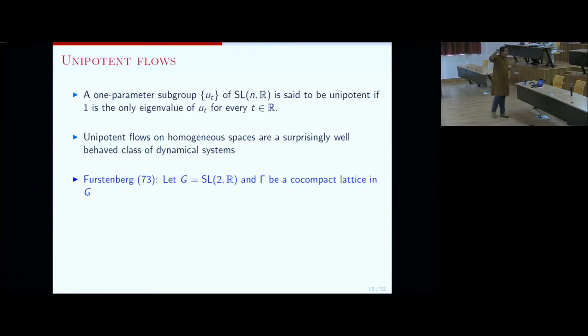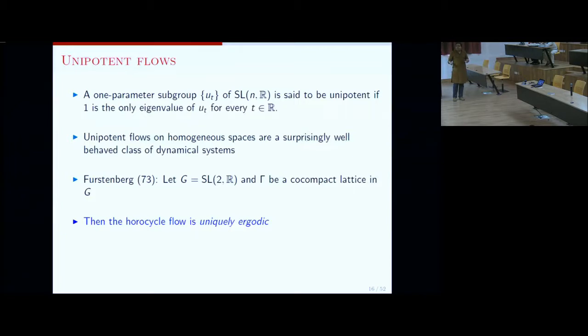That's not the space Furstenberg was considering. He was considering a finite volume, compact quotient. Such quotients exist. They're just orders, for example, orders in division algebras. And for these, he proved that, in fact, this horocycle flow is uniquely ergodic. There's only one ergodic measure on G mod gamma under this horocycle flow. So this is a very nice result.